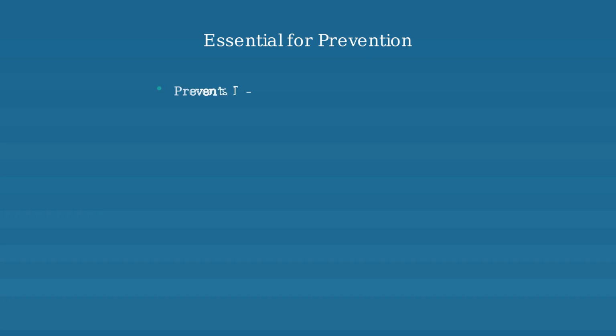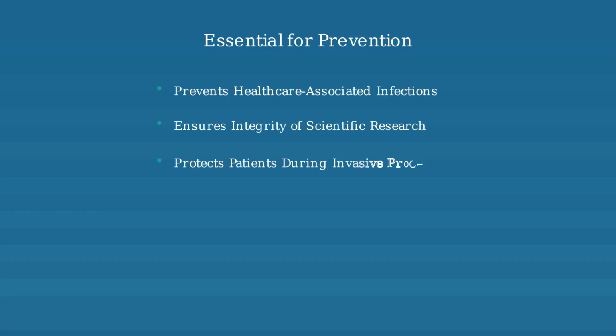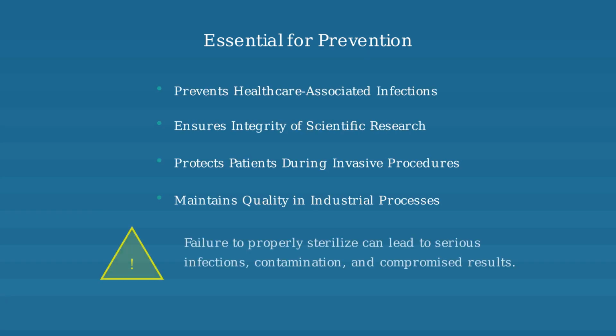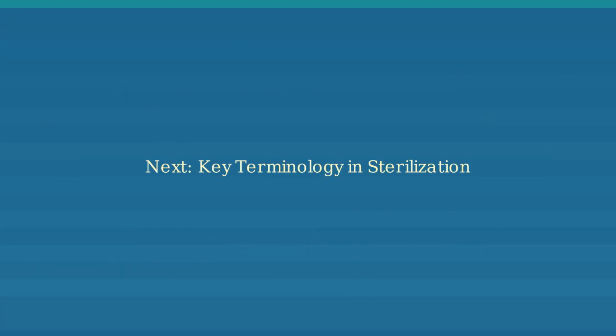Proper sterilization is essential for preventing infections and contamination. It protects patients during medical procedures, ensures research validity, and maintains quality in industrial processes. Failure to properly sterilize can lead to serious infections, contamination, and compromised scientific results. Now that we understand what sterilization is and why it's important, let's explore the key terminology used in this field.